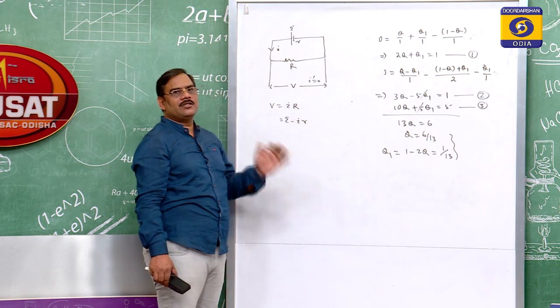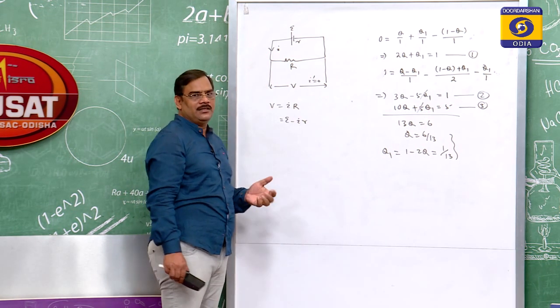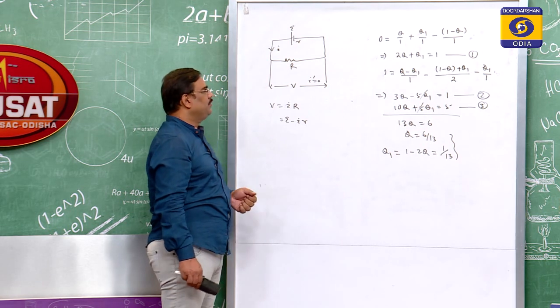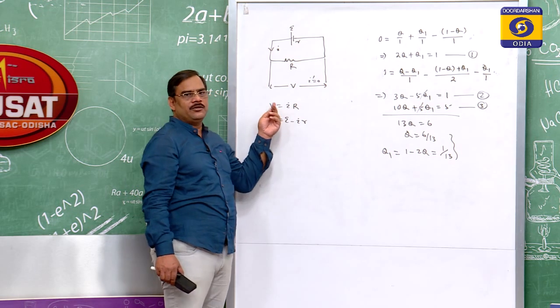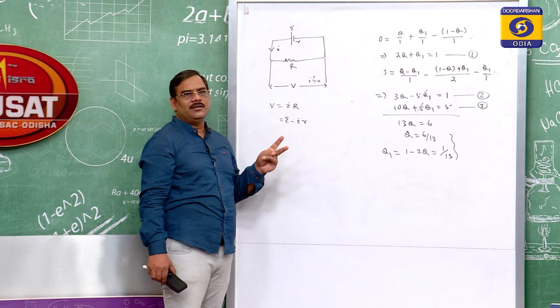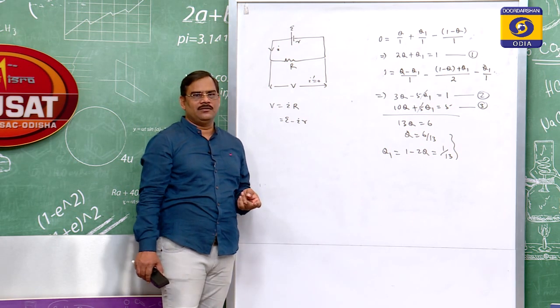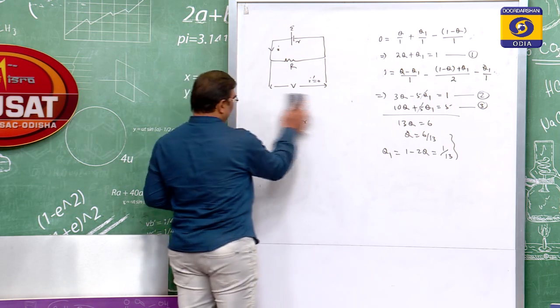So, here comes the concept of an ideal voltmeter, which is having infinite resistance, which is not at all possible. To calculate the exact potential difference between 2 points, we develop another instrument known as a potentiometer. What a potentiometer is? Now, let us see.